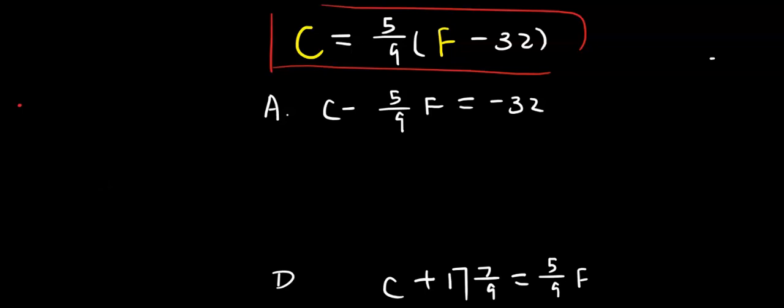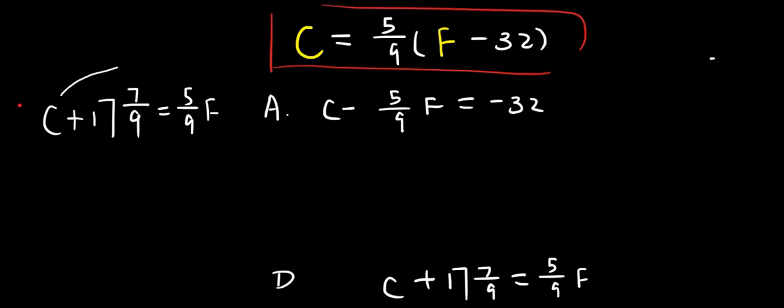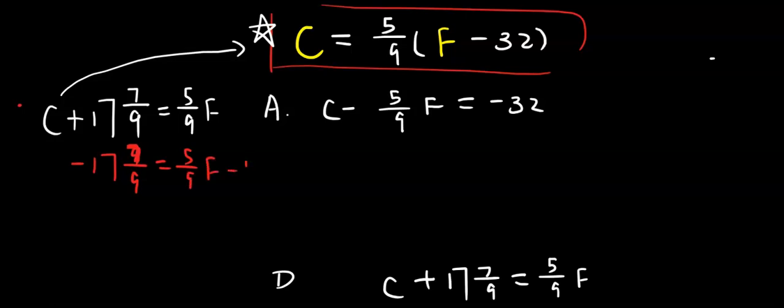We're going to look at D. D is C plus 17 and 7 over 9 equals 5 over 9 F. Okay, I'm going to see if I can change this one back to the original formula. So C, that is a plus. If it's a plus, I'm going to subtract it. That's 7 over 9. I'm going to subtract both sides.